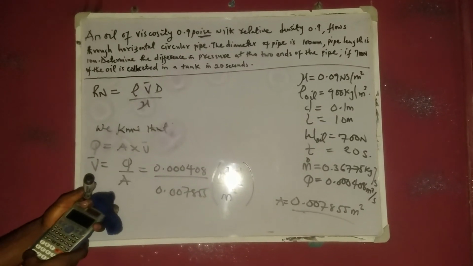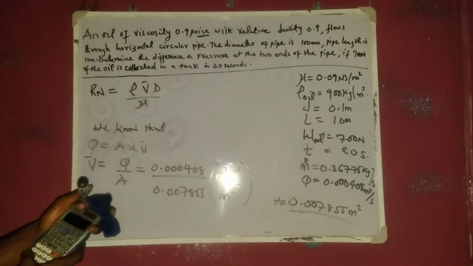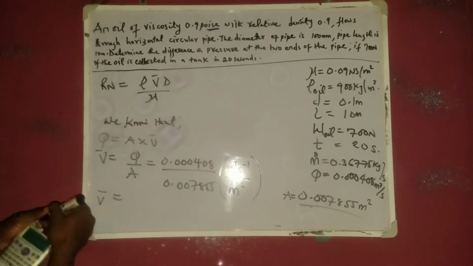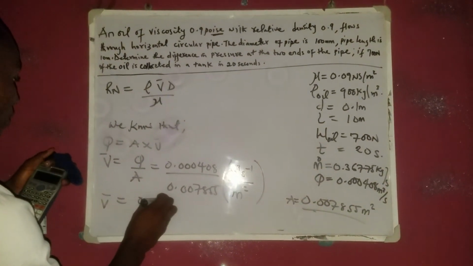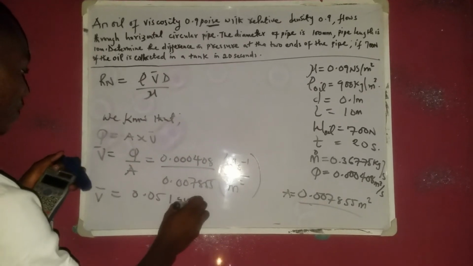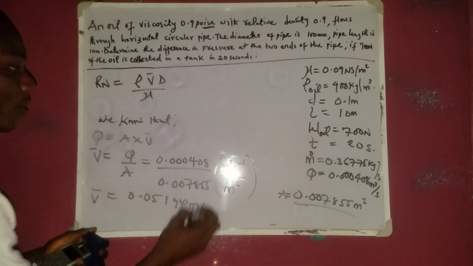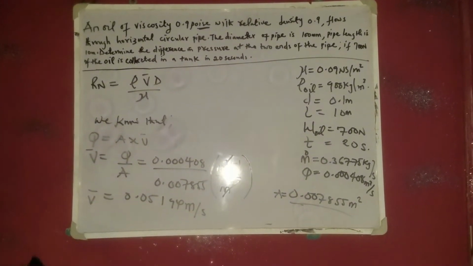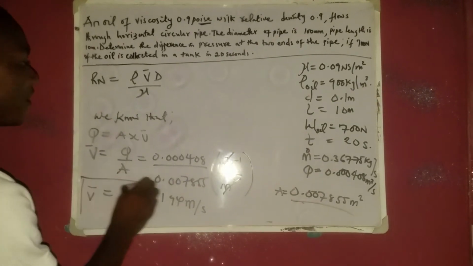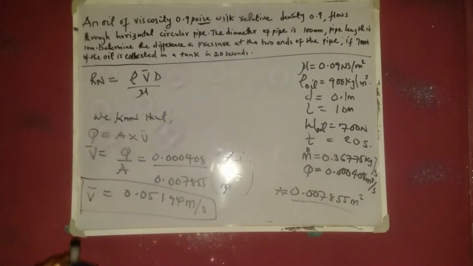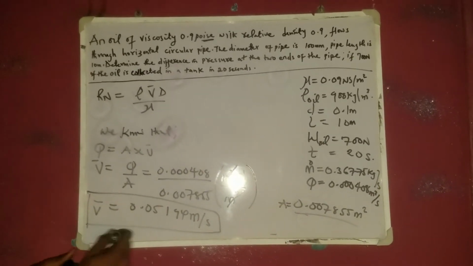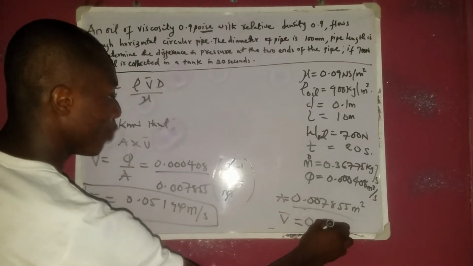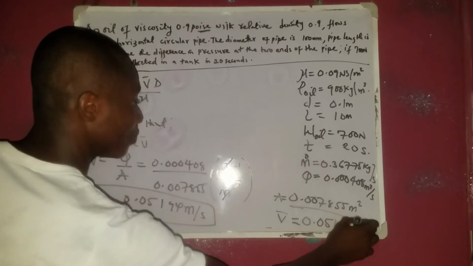So what we are having here is 0.05194 meter per second. Of course, this goes here, and we have meter per second. Pretty easy. So we have the value for velocity, our mean velocity here. So we equally bring it down here. And so we've gotten lots of values which will be of great importance to us as we proceed.